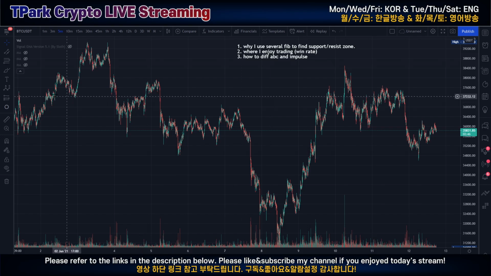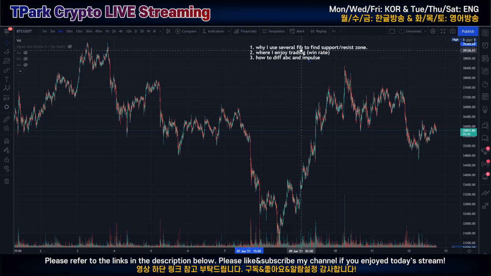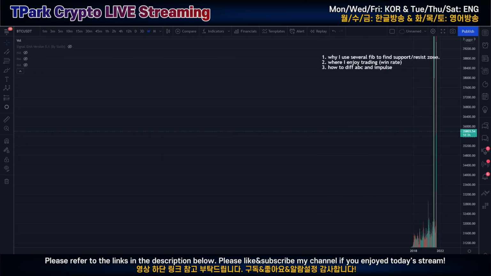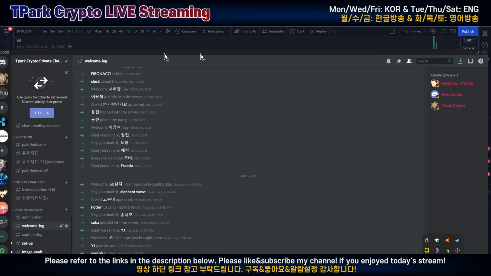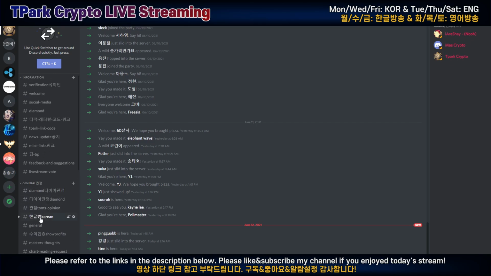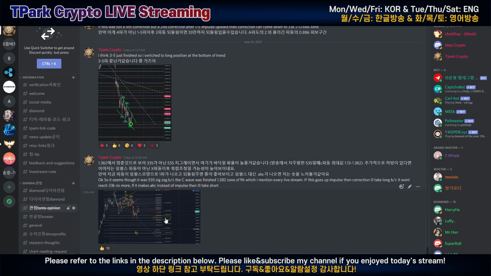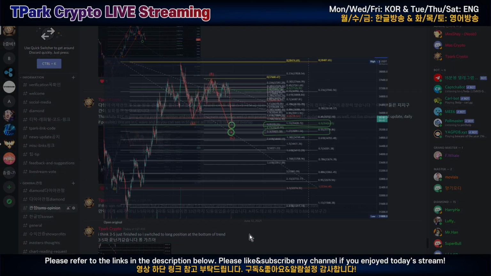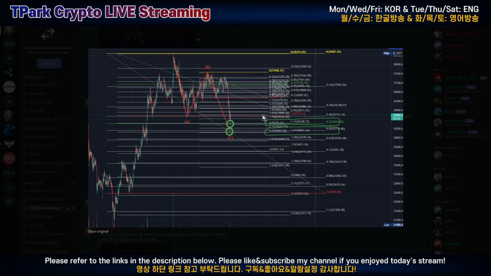Okay, so before I start, let me just explain why I use several different fib zones. So if you go to my Discord, you will realize that, so here we go. If you go to my opinion channel, you see that I use several different fib. Try to find the support and resist zone, always. Sometimes I use 3, sometimes use even more.